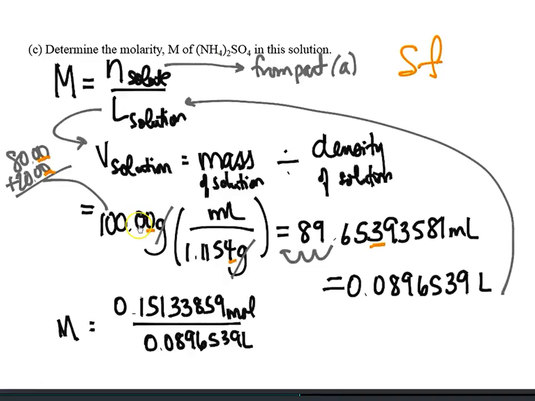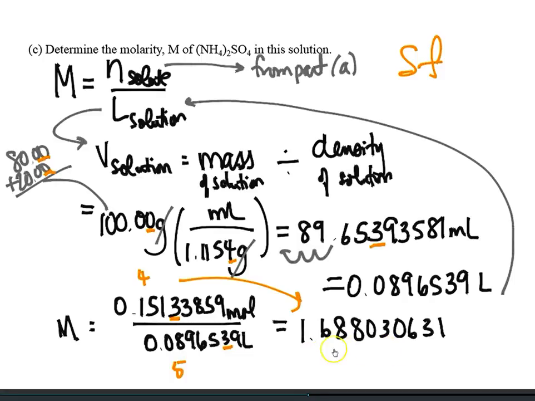We're doing sig figs here. 100.00 has 1, 2, 3, 4, 5. This number has 5, which means this number has 5. And here we have 4 sig figs from part A, and this number down here has 5 sig figs, which means our final answer should have 4 sig figs. 1.688 molar. We'll circle that.